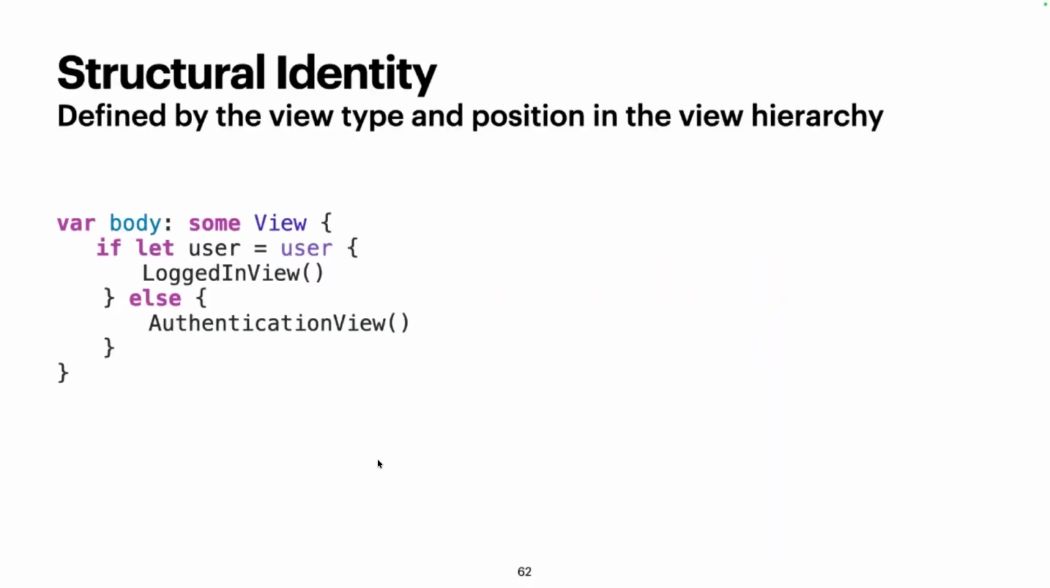The second type of identity is something called structural identity. So we're not specifying a view associated with an ID.